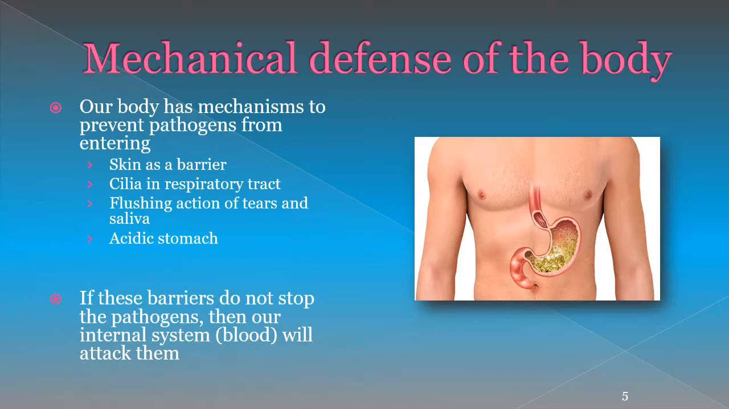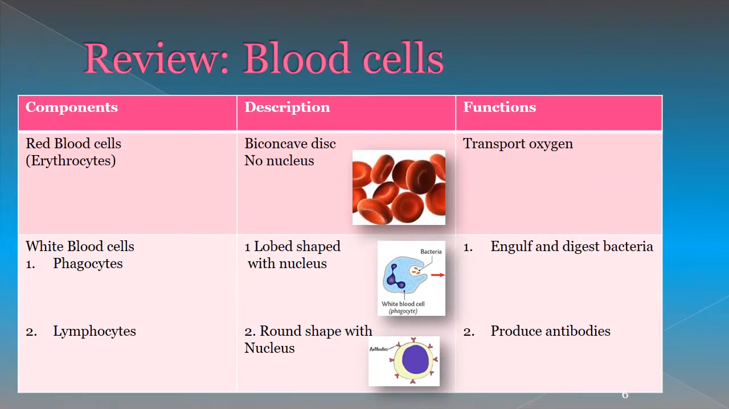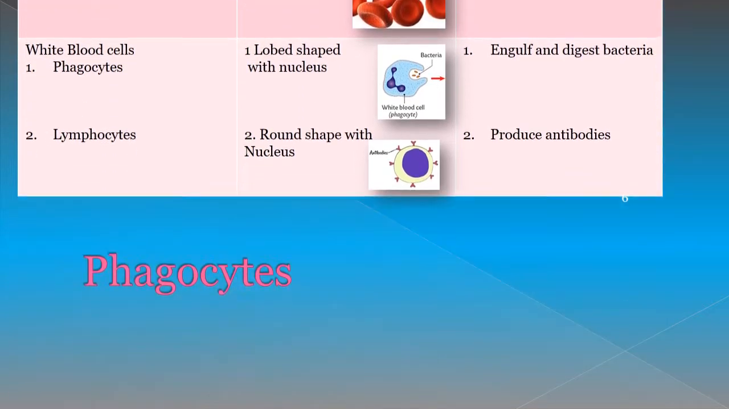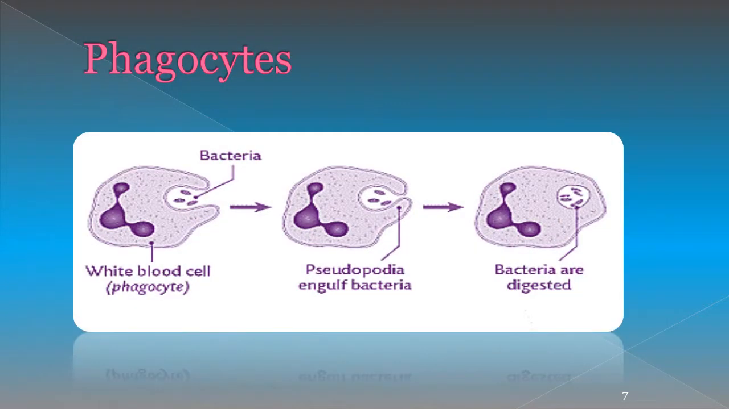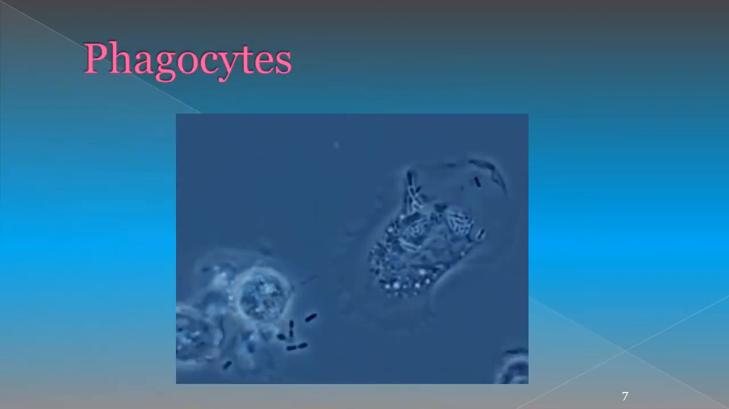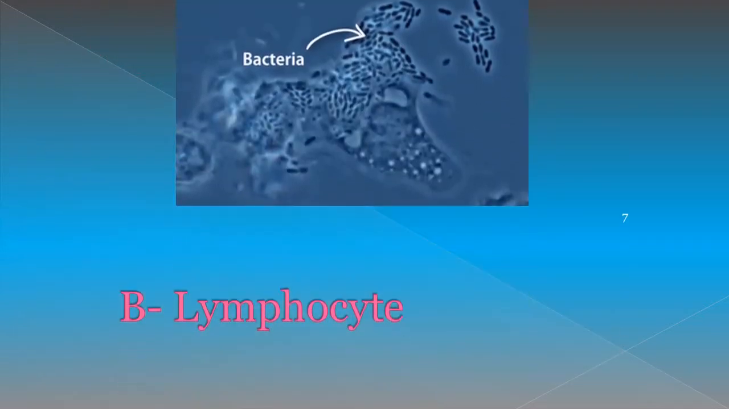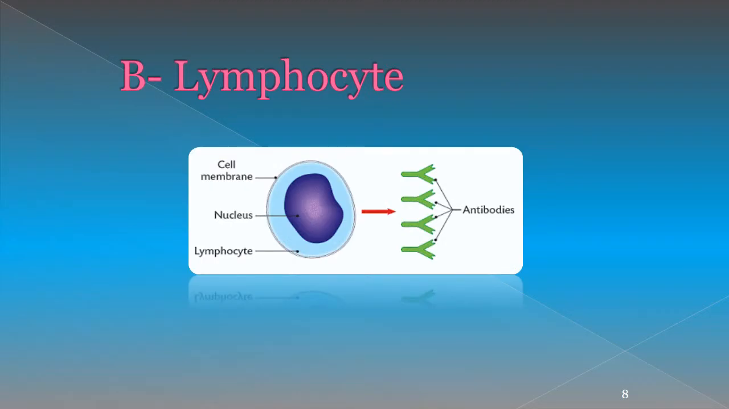Our red blood cell does not really assist in defense, but rather it transports oxygen. The white blood cells that we have are the ones that assist mostly in our immune system. The phagocytes engulf and digest pathogens. This is also part of the innate immunity. Then we have the lymphocytes. There are two main types of lymphocytes. One of those is called the B-Lymphocytes, and they function in the adaptive immunity, releasing antibodies.